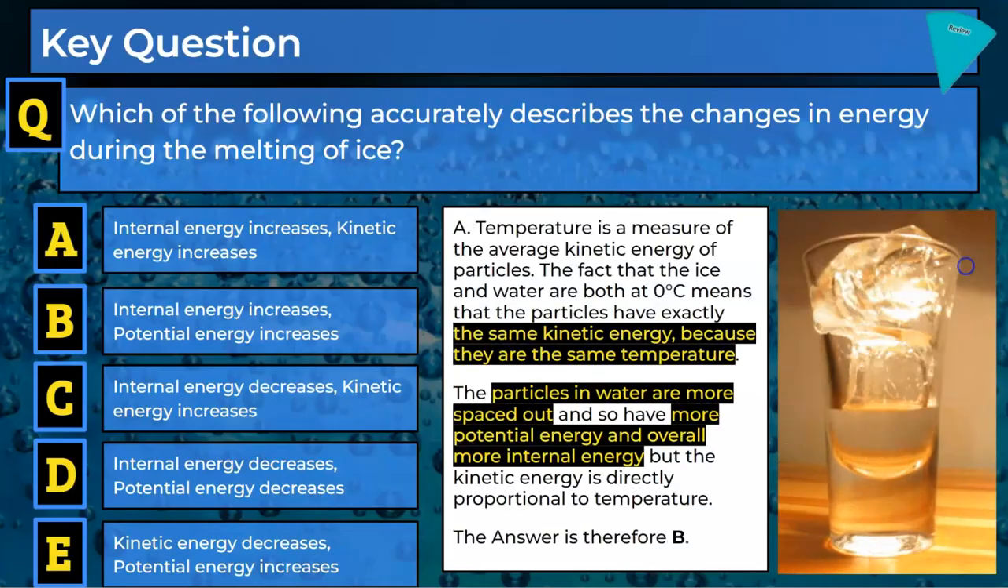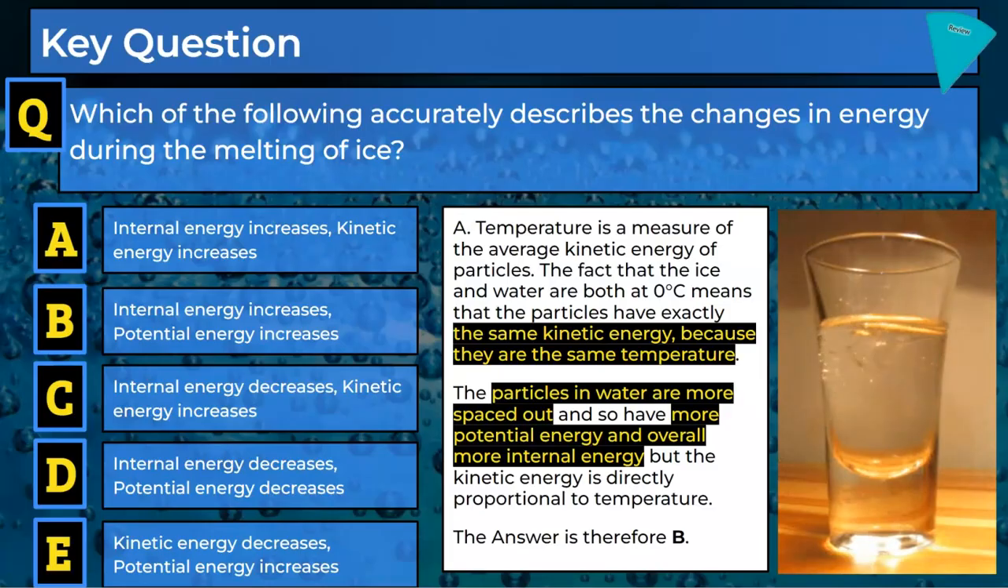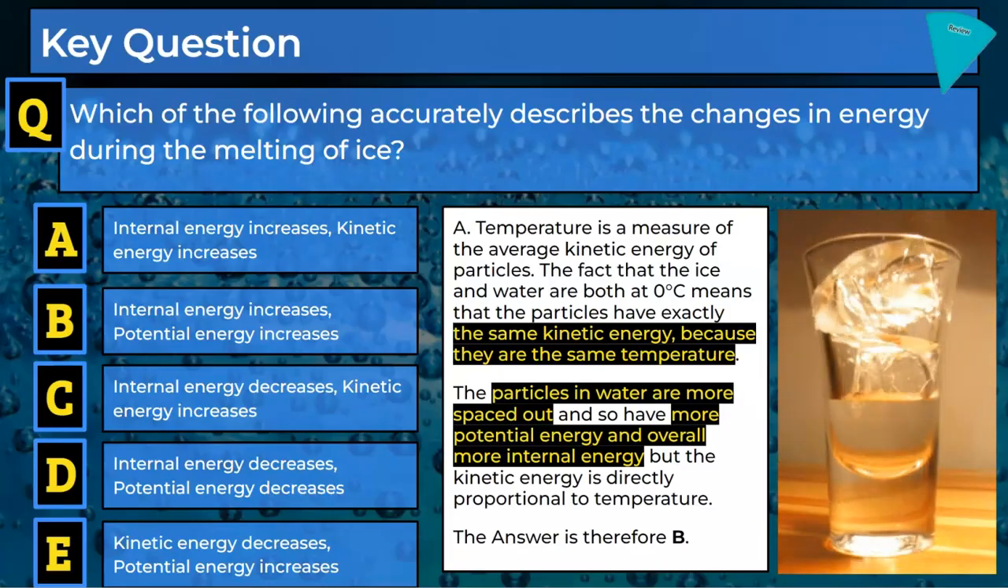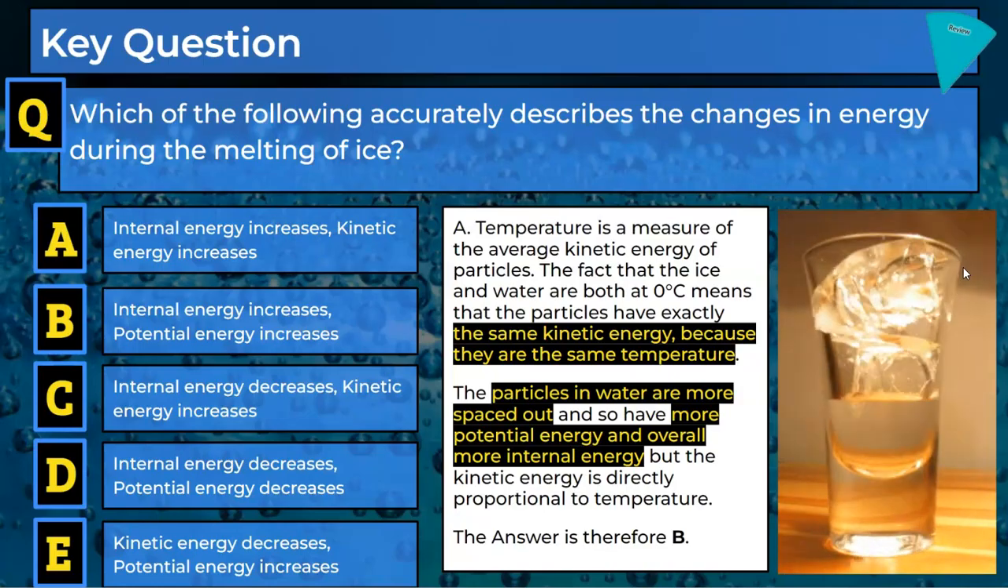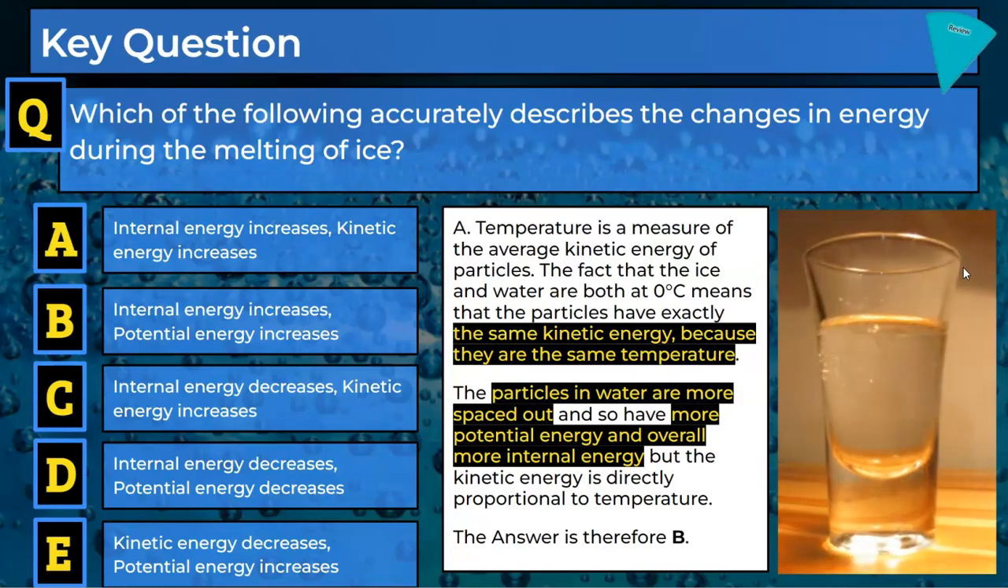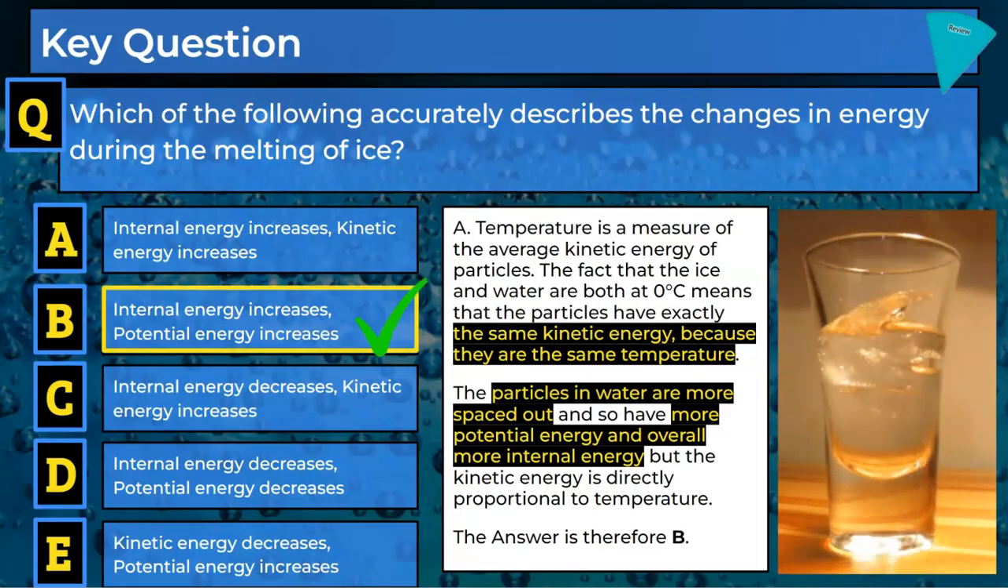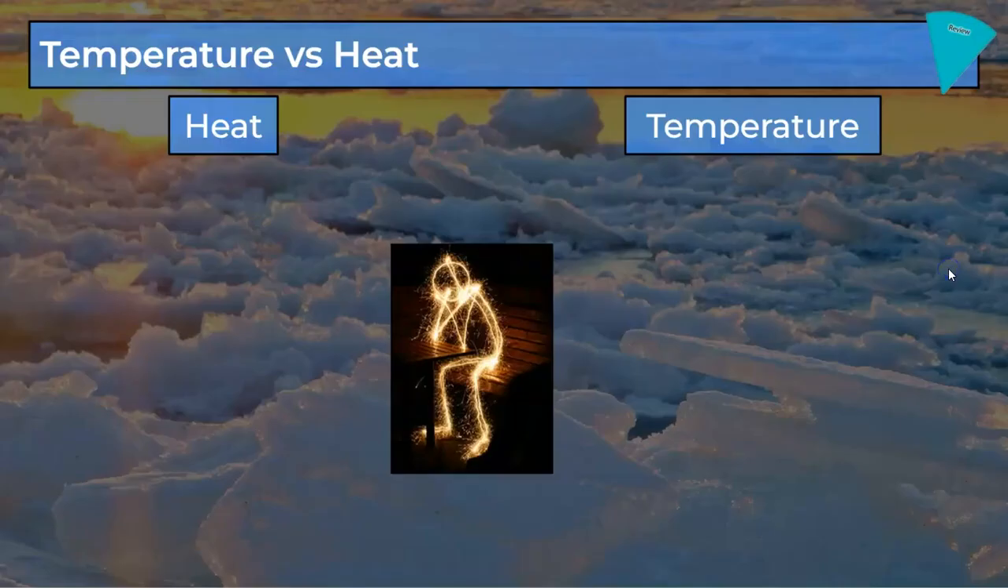So when we change state, one important thing to note, which I should demonstrate in a moment, is the temperature doesn't change. There is no change in kinetic energy. When we change state, we are reorganizing and rearranging the particles. So there is a change in potential energy. The more spread out the particles, the higher the potential energy. So when we change state, in this case melting, internal energy is increasing. If we were freezing, then it would be in reverse. Internal energy would be decreasing and potential energy would be decreasing.